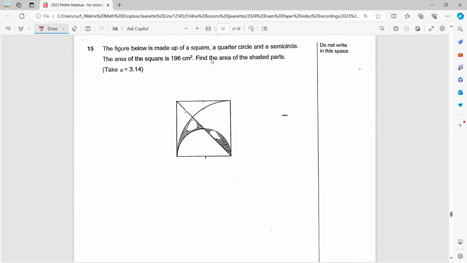Okay. So actually the shaded parts, if you were to cut this diagram this way, this one can be shifted here. So can you see that this is actually half a petal, and then the shaded part is actually half of that half petal.